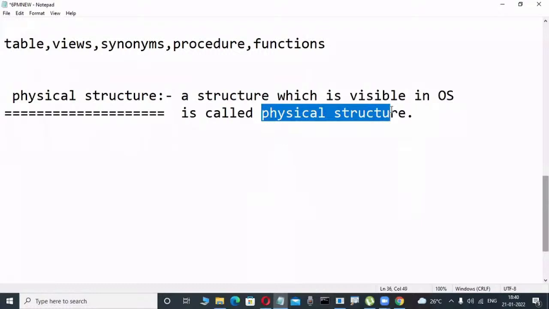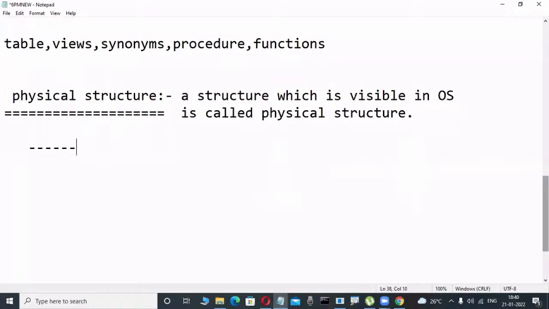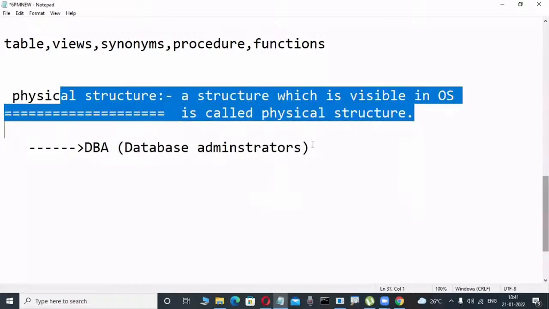But the physical structure is not what you or I work with. Some different type of persons work there: the DBA, the database administrator. In project work, database administrators are another type of person in a database. DBA persons only work in the physical structure.